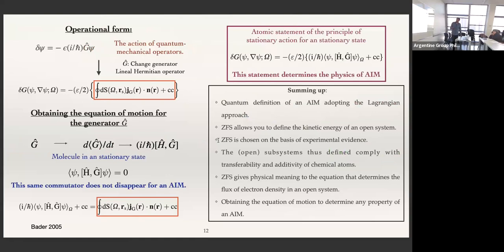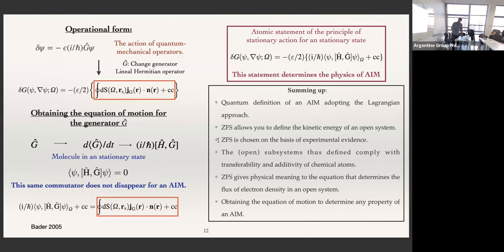Then, to put the equation in an operational form, Bader makes the substitution of the variation of the wave function by the action of a change generator on the wave function, and obtains the new equation. And the other step is to obtain the equation of motion for the generator G. G is the generator for a particular property, the property that is of importance for the study, no?